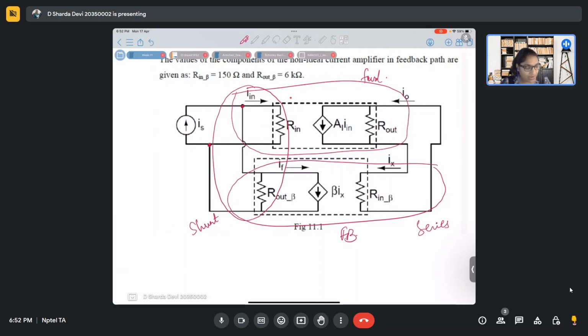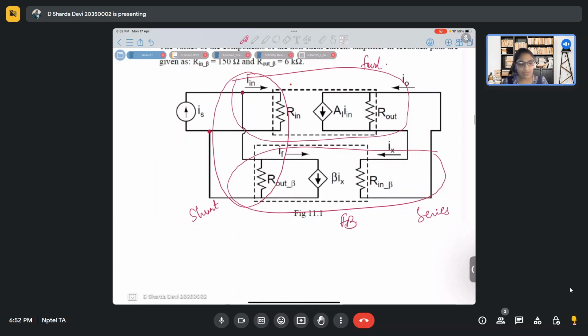When we write the name of the circuit, we write it as output dash input. So it is a series shunt circuit, or current shunt circuit. This is the output side, this is the input side. That's how this particular circuit, which is given in the problem, is named. So this is the convention that is used: output dash input.